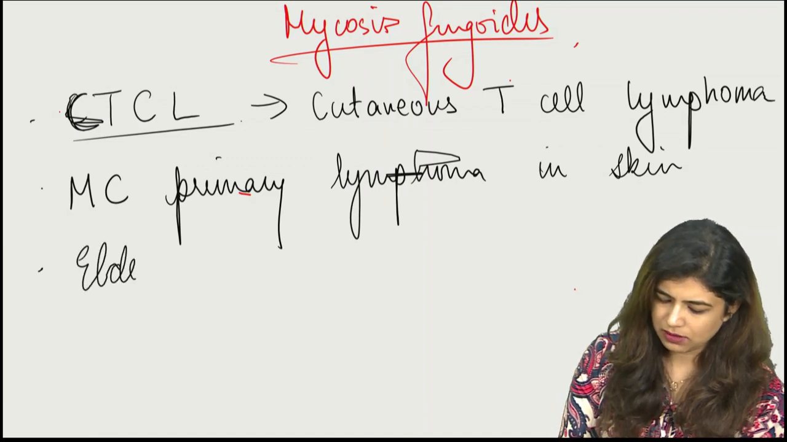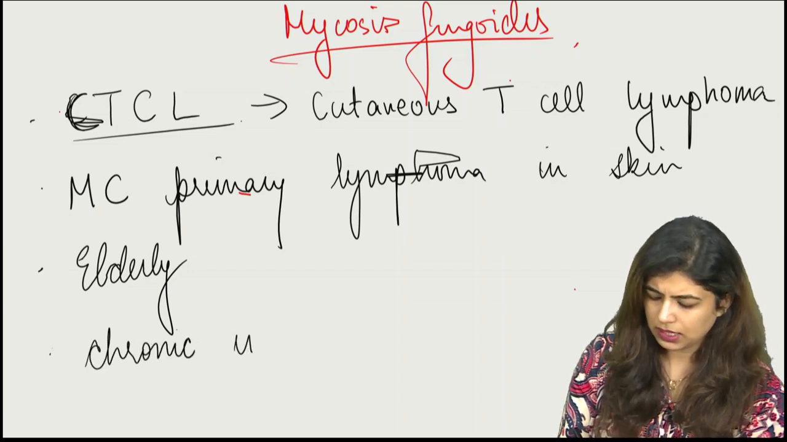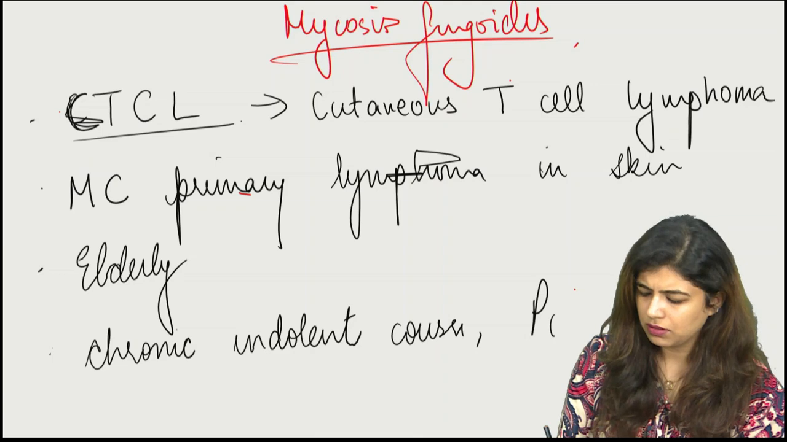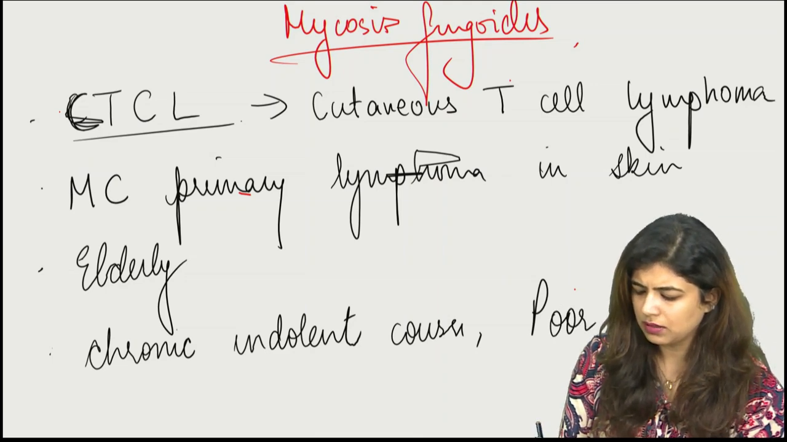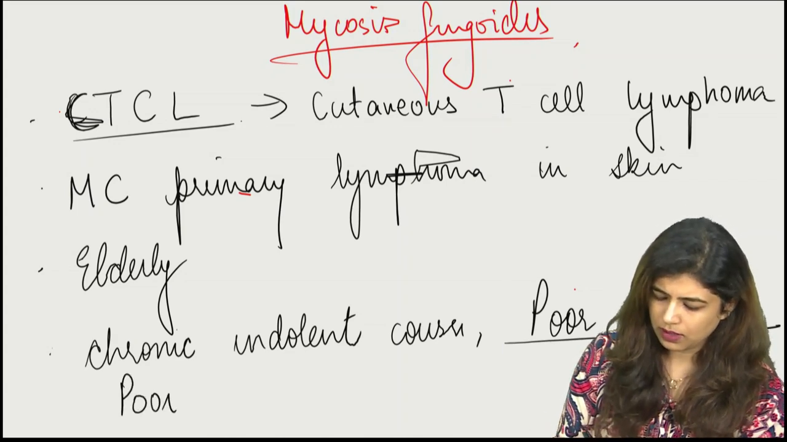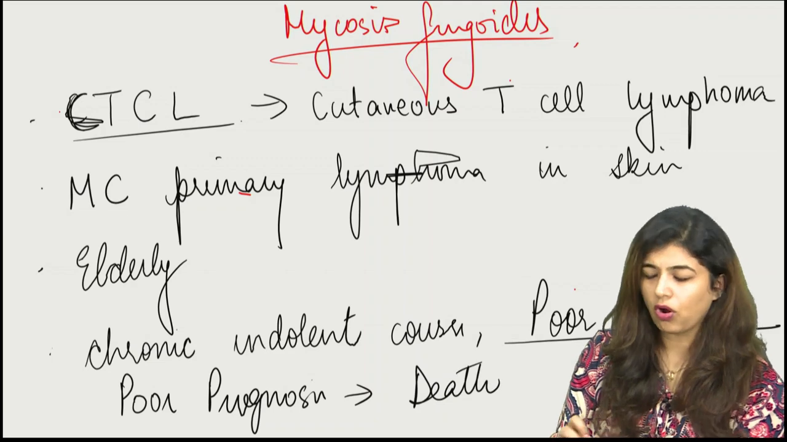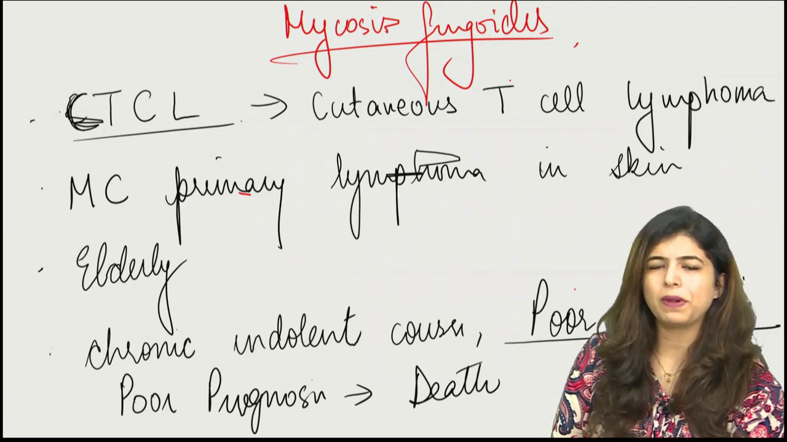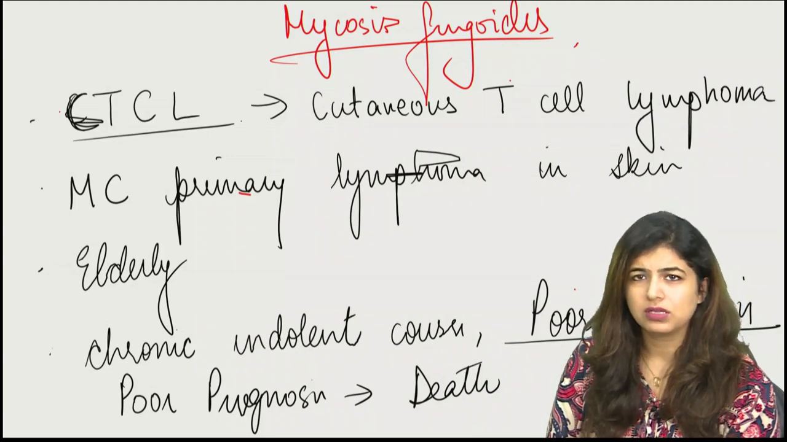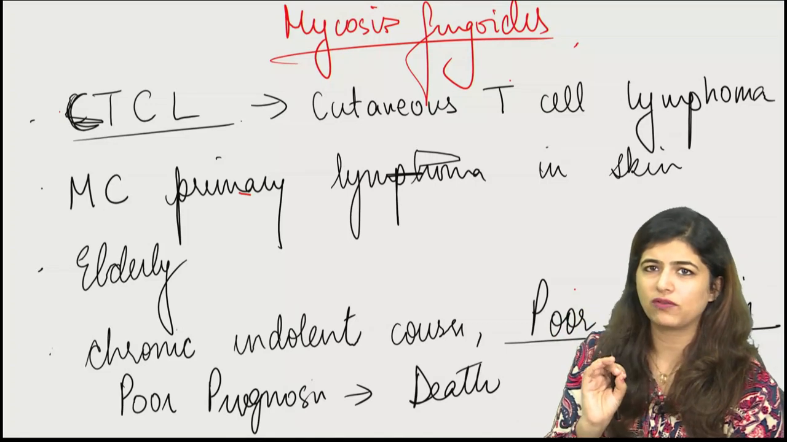Generally seen in the elderly. This has a chronic indolent course, but with a poor prognosis. Why? Because it is going to ultimately lead to the death of the patient. So this, even though depending upon the stage of the disease it may have a chronic indolent course, is fatal. This disease eventually is going to be fatal and will result in death of the patient.